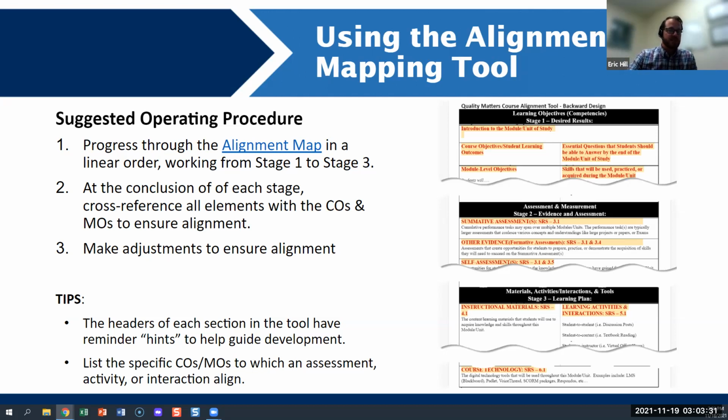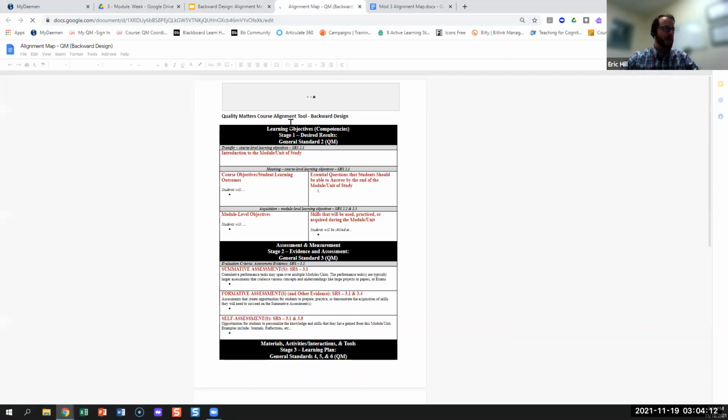Some tips when using this course alignment tool. Headers of each section in the tool have reminders off to the side, written in comments in Google Docs, so they can help guide you with your development. Once you copy the alignment tool to your own Google Drive, you can resolve those comments or leave them in the document. And list the specific course objectives and module objectives to which an assessment, activity, or interaction actually align. This will help ensure that alignment, that everything you're doing in the course has a purpose, a larger purpose, and a measurable and or observable purpose. So without further ado, let's take a look at the alignment mapping tool.